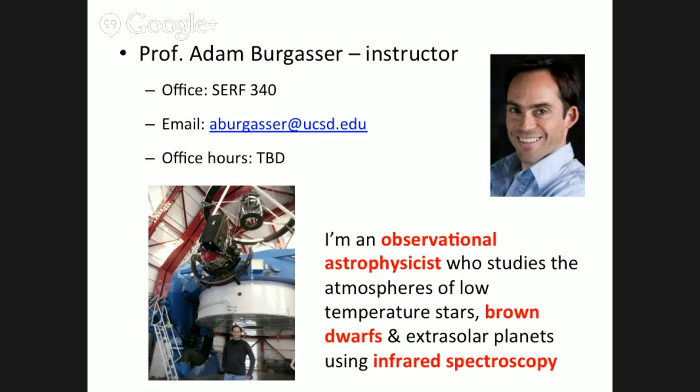The reason I'm interested in teaching this course is because the objects that I study, which are very cool stars, things called brown dwarfs, which at some point I may talk about a little bit, and in particular extrasolar planets, which we'll definitely talk about quite a bit, are objects that I study. I study their atmospheres using spectroscopy. And one of the techniques we'll talk about in looking for life out in the universe is using spectroscopy to see if we can see the signatures of life on other worlds.